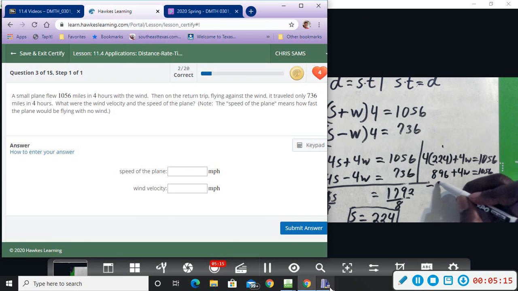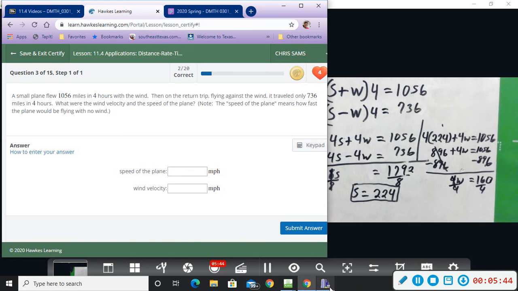Alright, we're going to subtract 896 from both sides. And then bring down 4W. And then 0, 15, 6, 9, 1. So we get 4W equals 160. Divide by 4. And we are ending up with W equals 40. So the wind is blowing at 40 miles per hour. The plane is flying at 224 miles per hour.